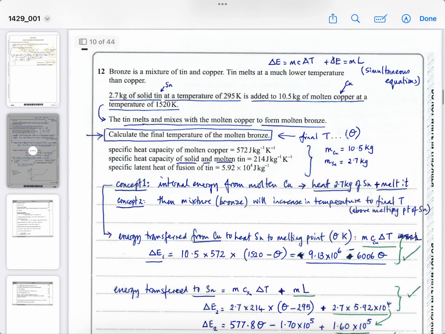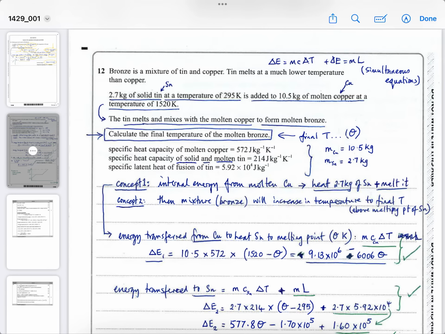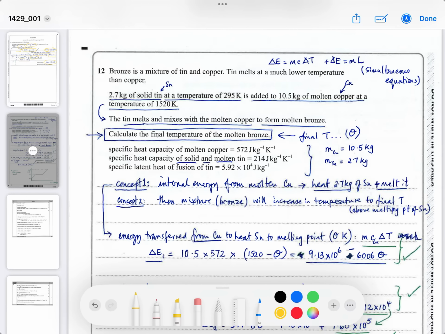Question 12 is about specific heat capacity and changes of state. It says bronze is a mixture of tin and copper. Tin melts at a much lower temperature than copper, and they've got 2.7 kilograms of solid tin at a temperature of 295 Kelvin. So the starting temperature for tin is 295 Kelvin. It's added to 10.5 kilograms of molten copper. So the copper is already melted. So you're basically adding solid tin to molten copper, and that will make an alloy.